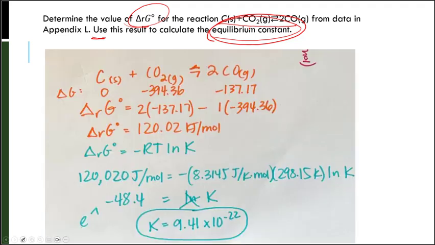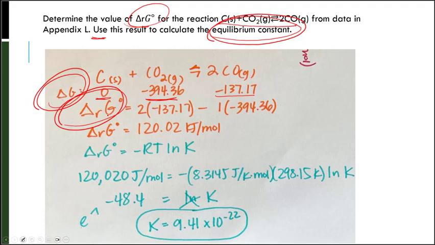This wants us to determine the value of delta G for this reaction from the data that's in your appendix, and then use that result to calculate the equilibrium constant. This one's a little tricky to work backwards and find K. Let's do it together. I took the G data for carbon dioxide and for carbon monoxide, and I found delta G. Pause the video here to make sure that you understand how I found delta G.